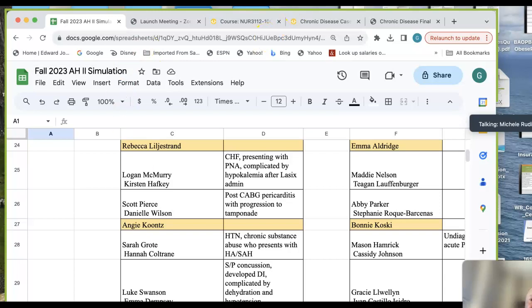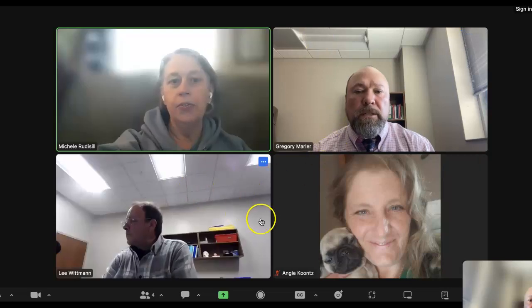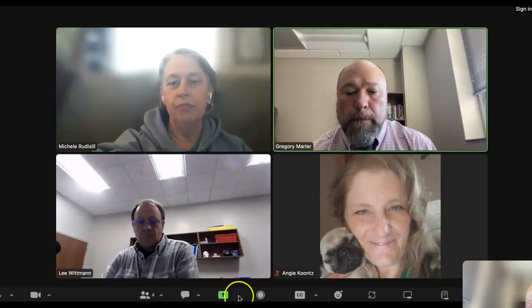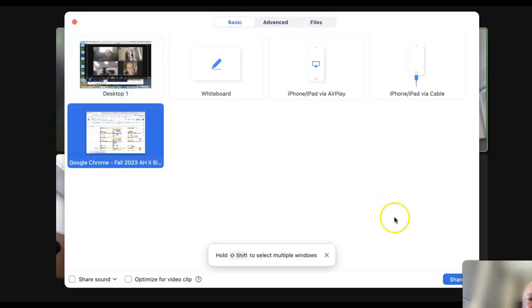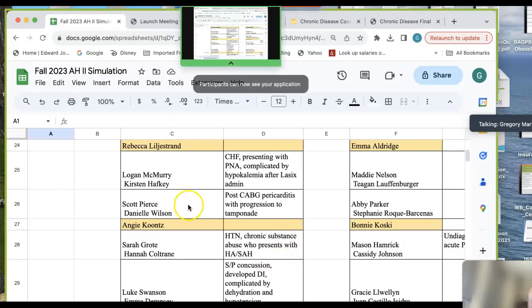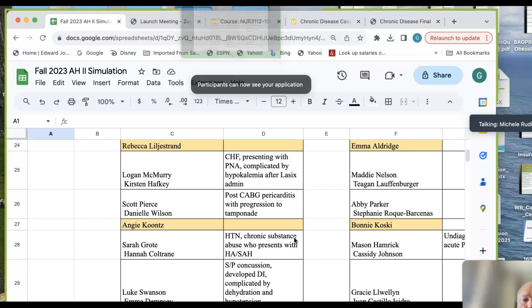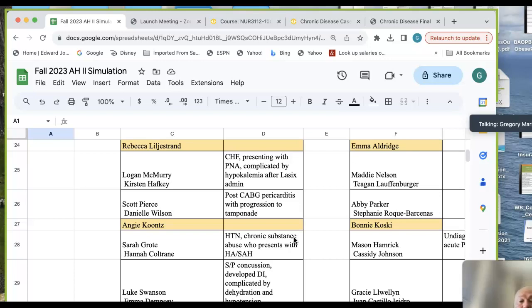Question. Yes, let's just look at Rebecca's students. For Rebecca's students in that time frame, Logan and Kirsten have created a CHF with pneumonia and hypokalemia scenario. Scott and Danielle are going to be the participants in that simulation. And then we flip.